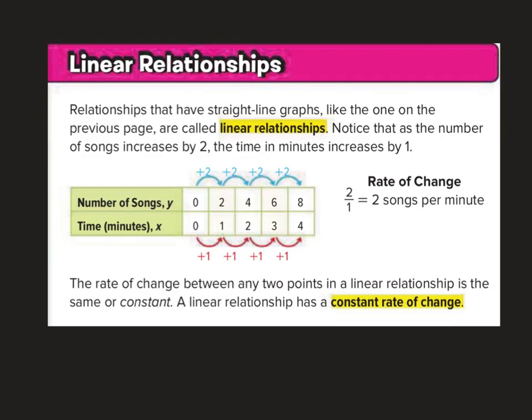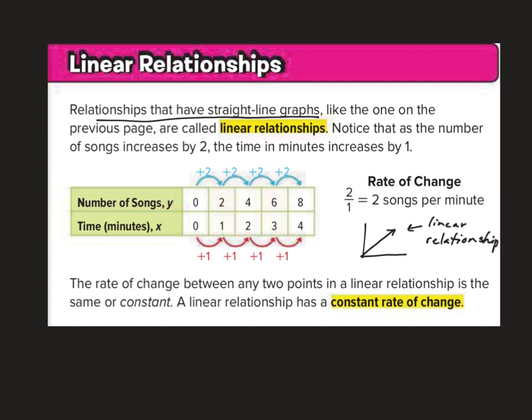So to get things started today, let's talk about what a linear relationship actually is. A linear relationship has a straight line graph. So basically, when we graph a set of values on an XY axis, we are going to get a straight line. And that's what signifies a linear relationship. We can tell if a relationship is linear from a graph and from a table.